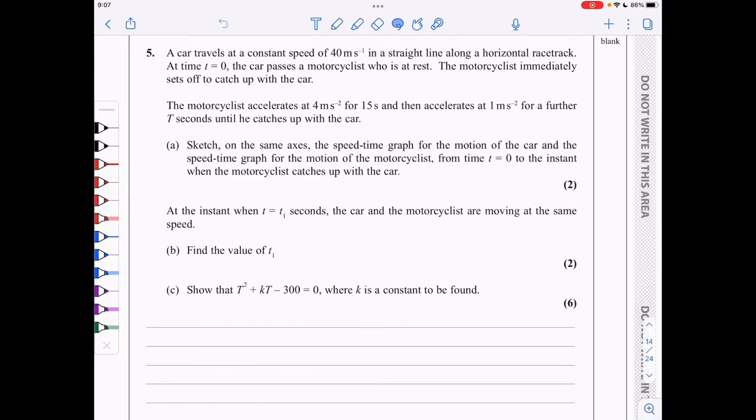In question 5, we've got a car traveling at a constant speed of 40 meters per second in a straight line. At t equals 0, it passes a motorcyclist who is at rest. The motorcyclist immediately sets off and accelerates at 4 meters per square second for 15 seconds, and then accelerates at 1 meter per square second for a further capital T seconds until they catch up with the car. Now we need to sketch on the same axes the speed-time graph for the motion of the car and the speed-time graph for the motion of the motorcyclist.